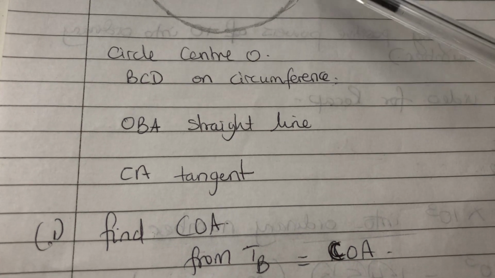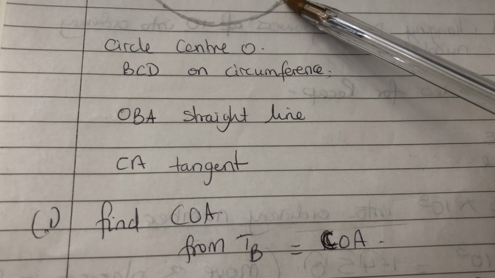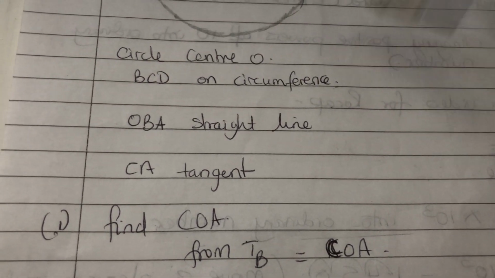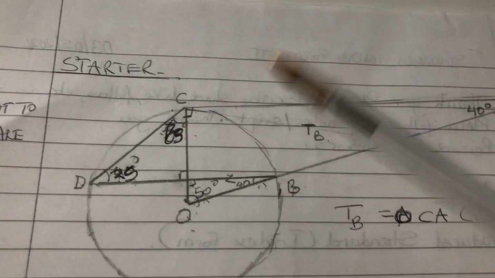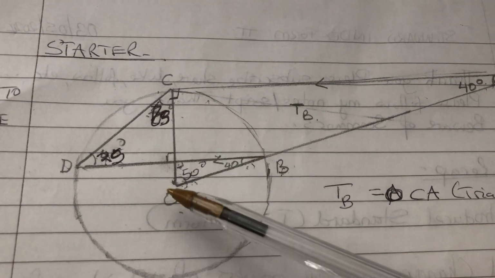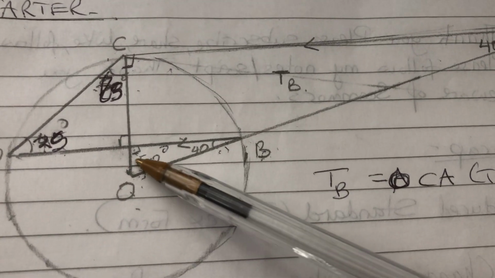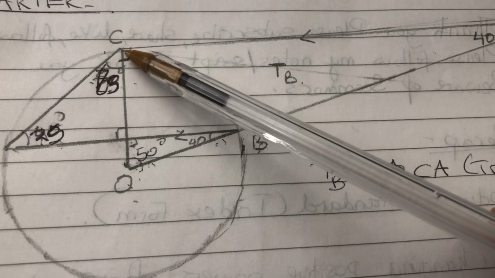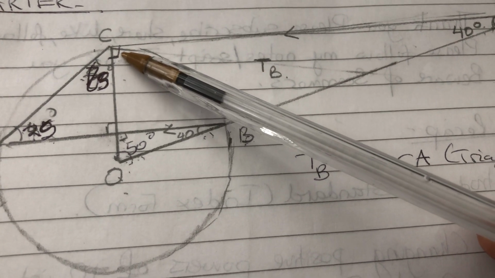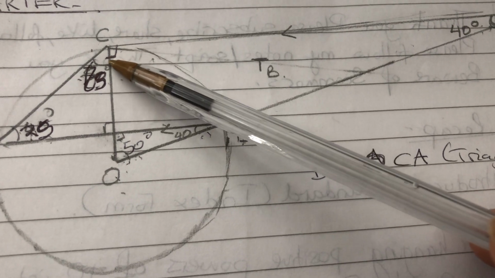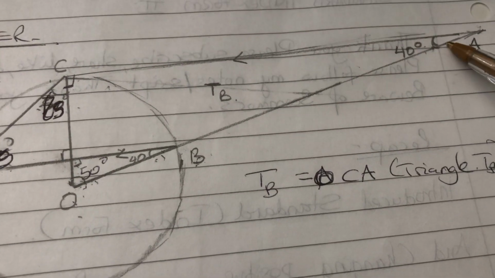Okay, by analyzing the diagram, I've seen what they said: we should find COA. What is COA? COA. So we need to find this angle here. Okay, now this is a tangent. Okay, we've been told. So at C, that is 90 degrees. Okay, we know that is 40.